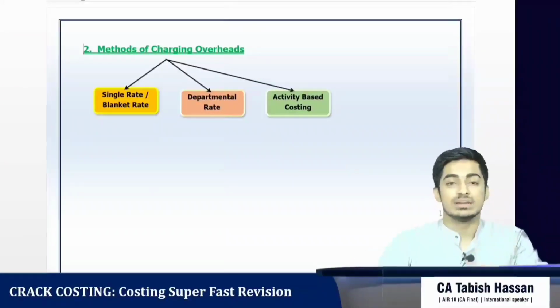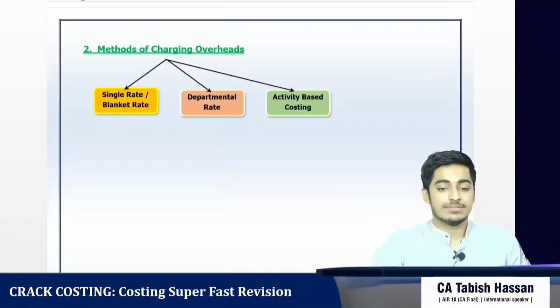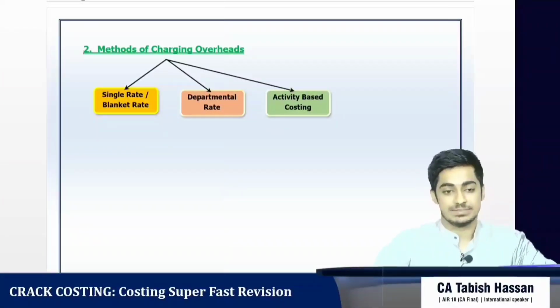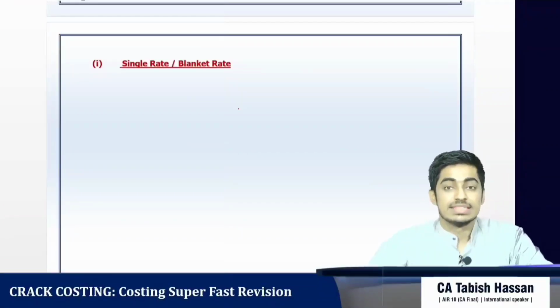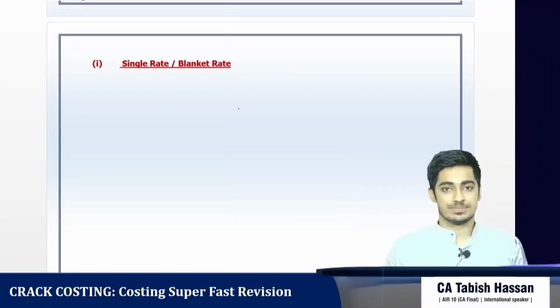So there are three methods of charging overheads. First is a single rate or blanket rate. Next we have the departmental rate, and then we have activity based costing. Let's have a look at all the three methods. The single rate or blanket rate. Here we take only one basis to distribute the entire overheads.